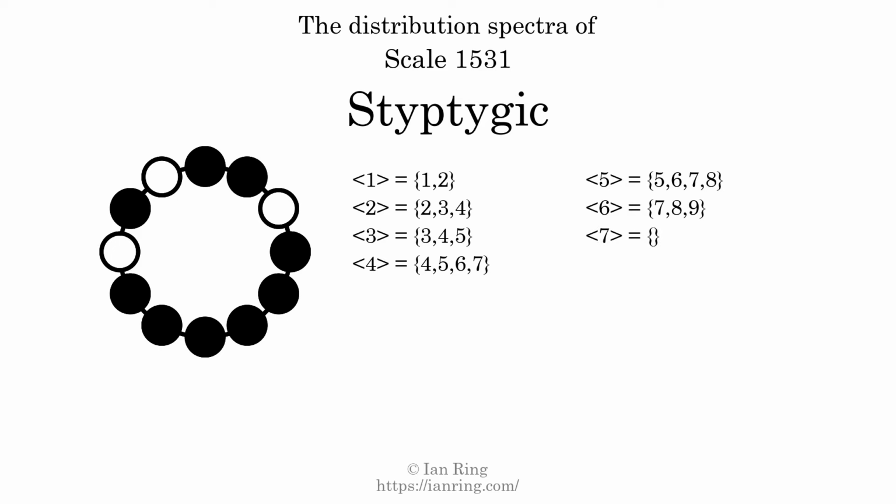The generic interval of 7 scale steps comes in 3 different specific interval sizes, 8 semitones, 9 semitones, and 10 semitones.